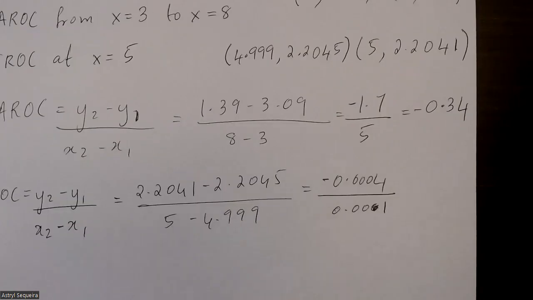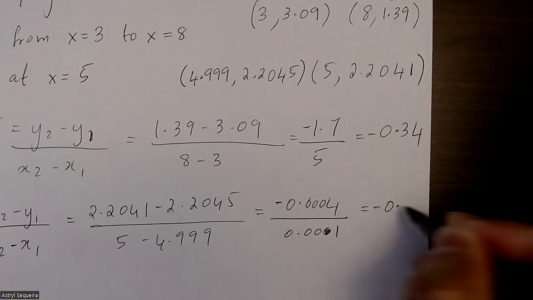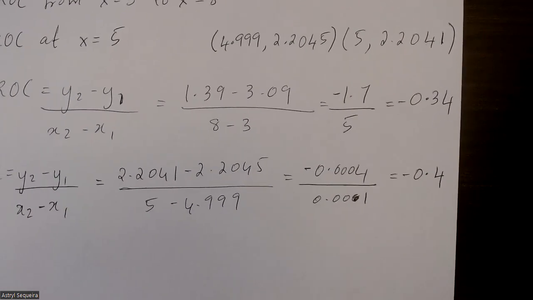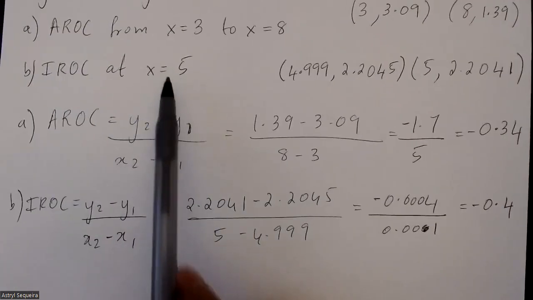And now if I divide these, I just get slope of negative 0.4. That's my IROC for this log equation at x equals to 5.